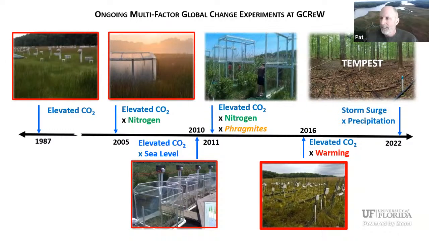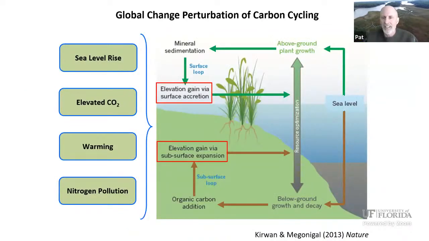So I've highlighted that. All these experiments are very much deliberate, and they're all directed at understanding this conceptual diagram of the marsh, which is basically how we understand the marsh in terms of resilience to sea level rise. So we have sea level on the right here.